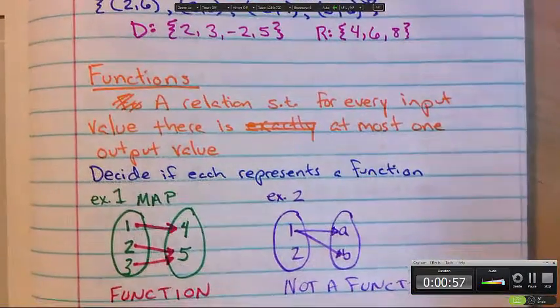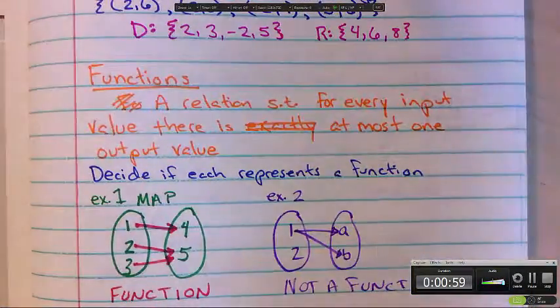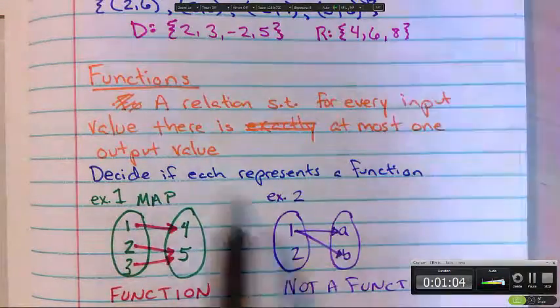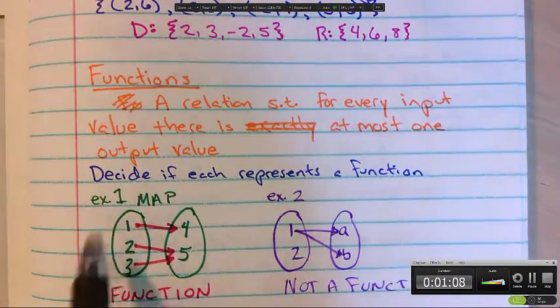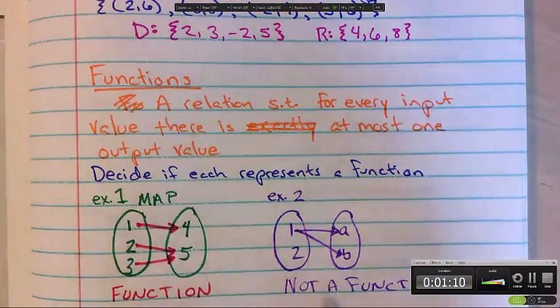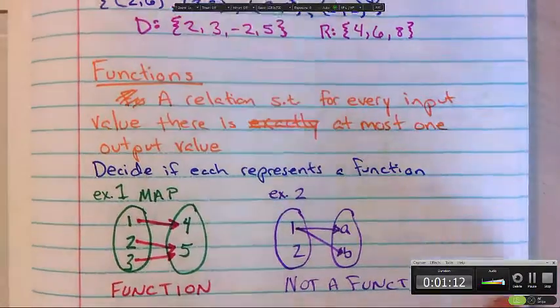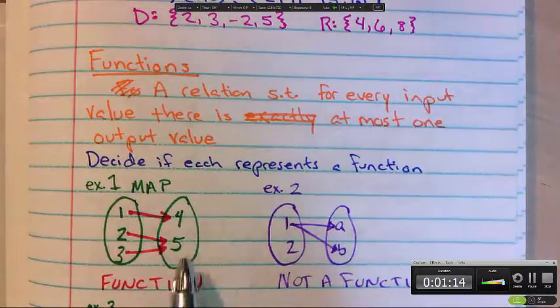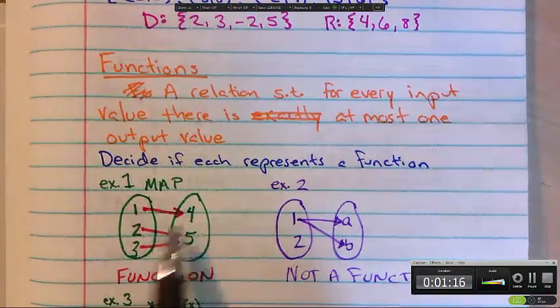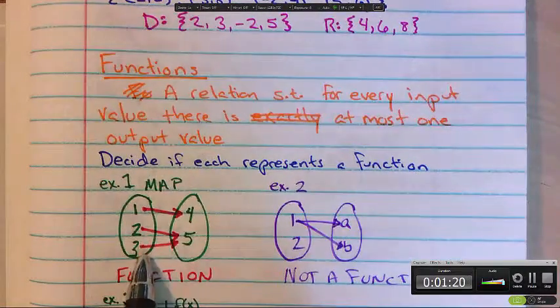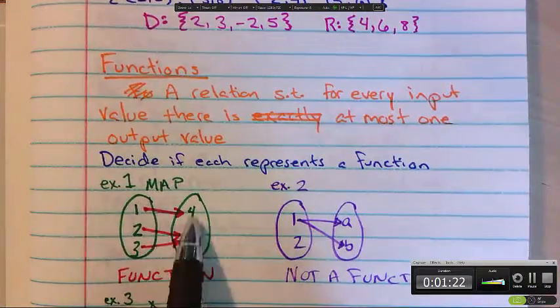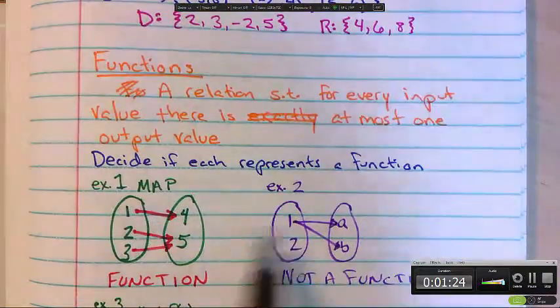Now, a function is a specific type of relation where every input value, every x value, or domain value, has exactly, or at most, one output value. We've already gone over this, but decide if each represents a function. These are a couple examples of maps. In this one, 1 gets sent to 4, 2 gets sent to 5, 3 gets sent to 5. So every single one of these inputs goes to exactly one y value, therefore that is a function.